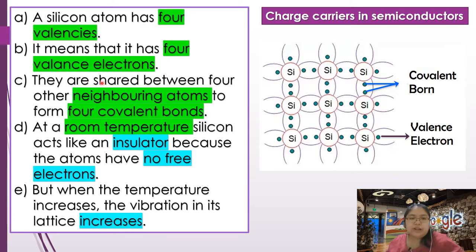They are shared between the four neighboring atoms, because they need eight valence electrons. That is why they need to share, to form four covalent bonds. At room temperature, the silicon is just like an insulator, because the temperature is only room temperature, not heated up. That means the electron cannot move outside. But when the temperature increases, you find the vibration becomes bigger. So that is why the electron can come out.